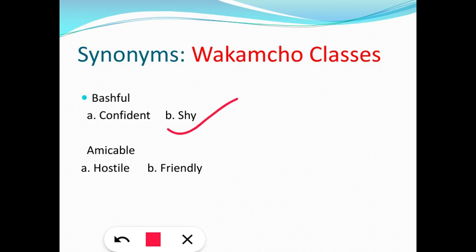Amicable, another very beautiful word. So the options are A, hostile; B, friendly. So the correct option would be friendly, amicable, right? Now the opposite word for amicable would be hostile. So what is happening here is that you are getting the synonym for the word and also the antonym. The synonym for amicable would be friendly and the antonym would be hostile. Likewise, the synonym for bashful would be shy and the antonym would be confident, right?